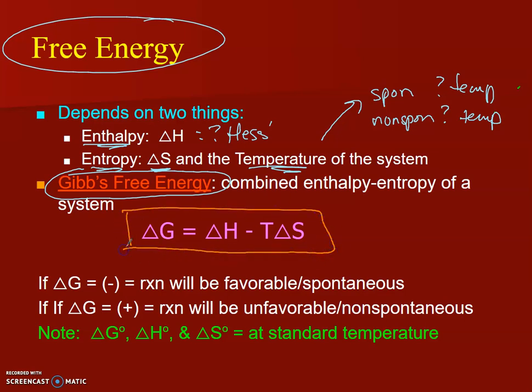So you're going to see this written as delta G for our Gibbs free energy is equal to delta H minus the temperature times the delta S of the substance. Okay, so delta G, okay, and the H and the T and the S.